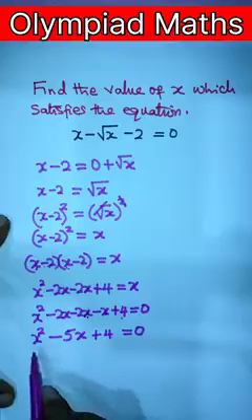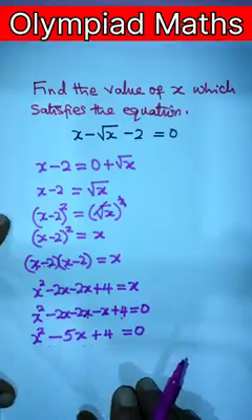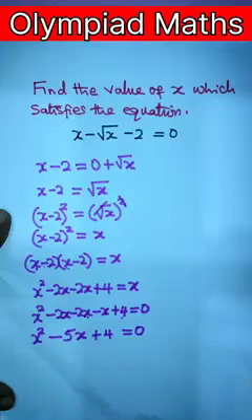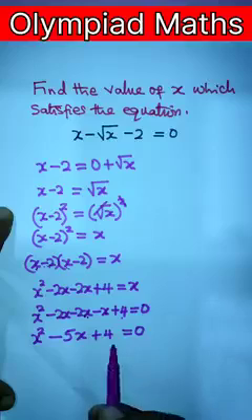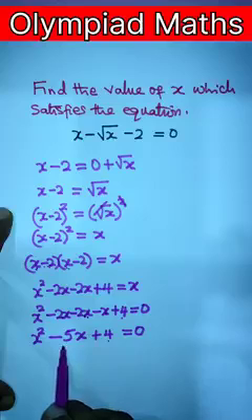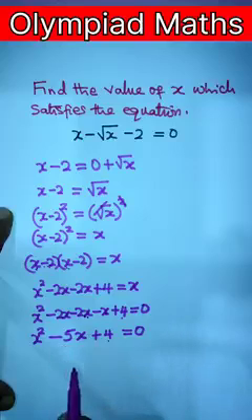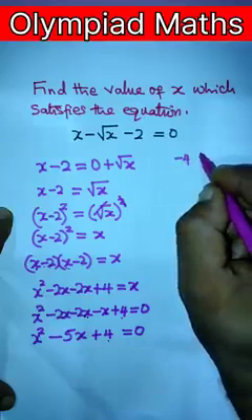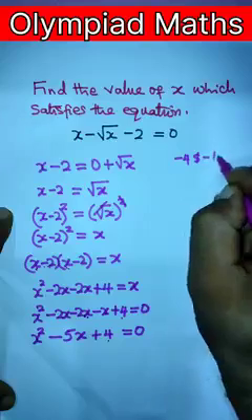Now you see that this is now a quadratic equation. That means let us see if we can factorize this quadratic equation. To factorize this quadratic equation, we are going to look for two numbers such that when we multiply the numbers, they will give us plus 4. And when we add the numbers, they will give us minus 5. Now the numbers should be minus 4 and minus 1.